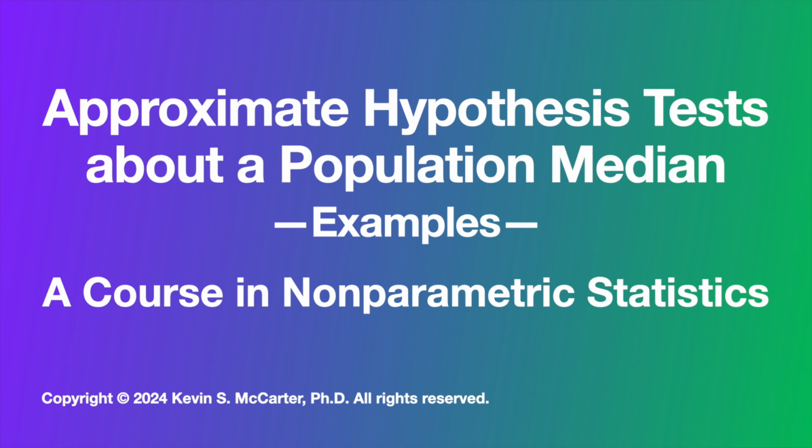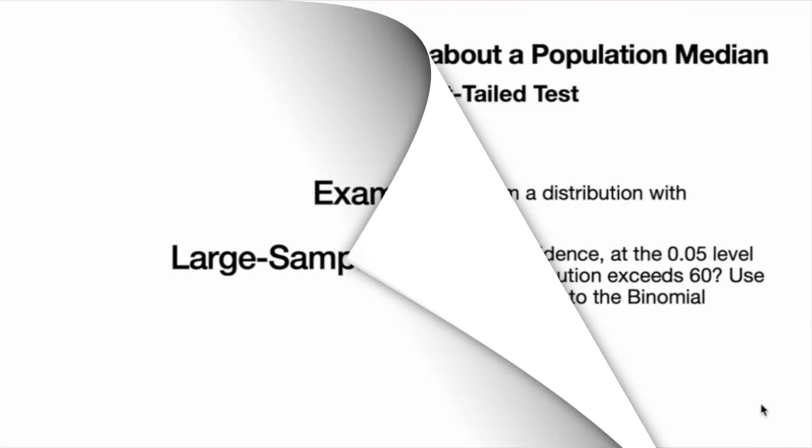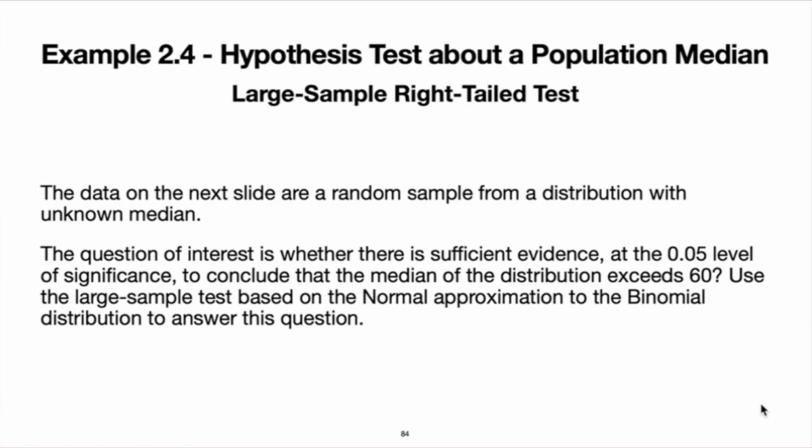All right, so let's look at some examples of these approximate tests. The first example we're going to look at, example 2.4, is a large sample right-tailed test. The data on the next slide are a random sample from a distribution with unknown median. The question of interest is whether there is sufficient evidence at the 0.05 level of significance to conclude that the median of the distribution exceeds 60.